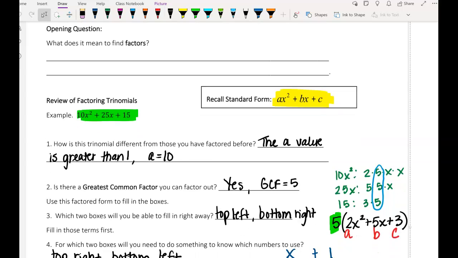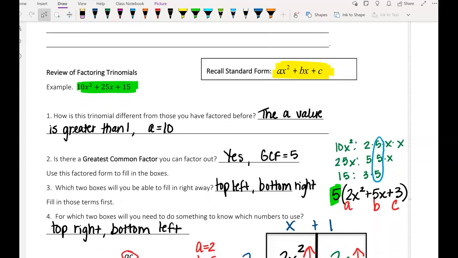And we looked at this example and we said the first thing that has to happen when a is greater than 1, we have to check if there's a GCF. It doesn't mean because a is greater than 1 that there is a GCF, but that needs to be our first step. When a is greater than 1, check for a GCF to see if we can factor that out. If there is a GCF and you do not factor it out, you will not be able to get the correct answer doing this method. You have to take the GCF out if there is one.